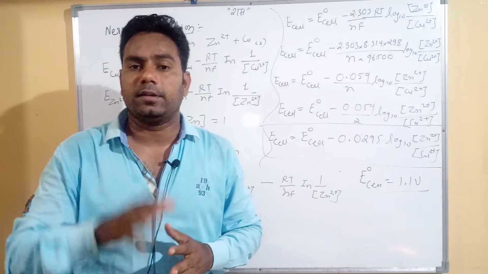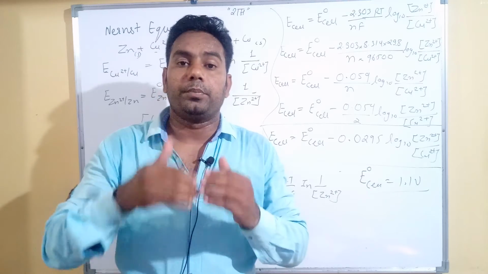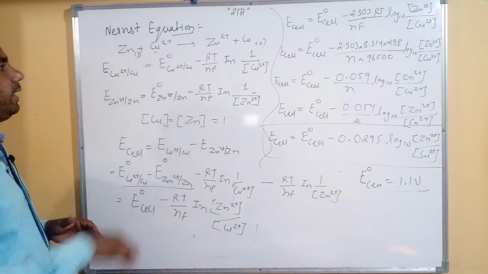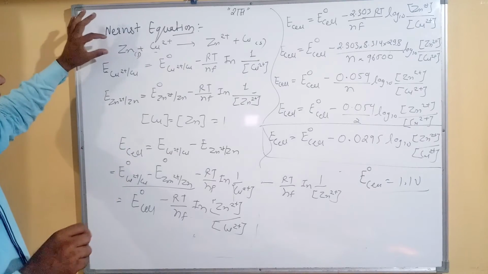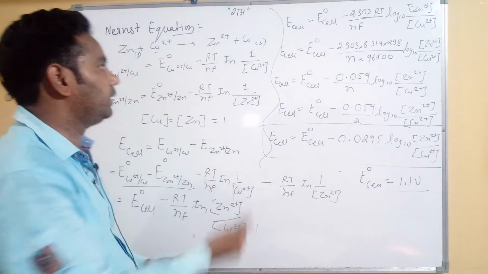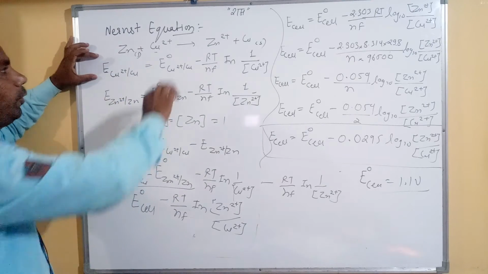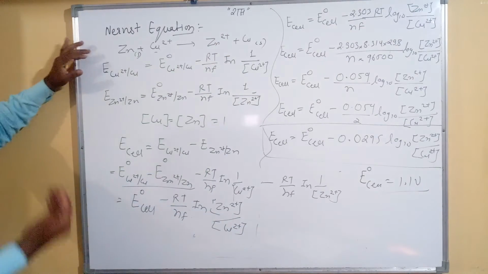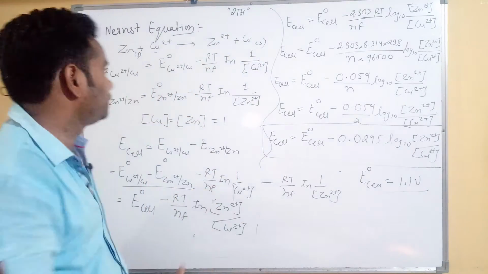We already made clear that for a single electrode the Nernst equation is written only for electrode potential for reduction, not for oxidation. And now I make it clear for the Nernst equation for the cell. We take the Daniell cell: Zn plus Cu2+ ions convert into Zn2+ plus Cu. Then we write the next equation for copper 2+ ion. So we mention here minus RT upon nF ln 1 upon Cu2+, because here we mention Cu but its concentration is 1, no change.